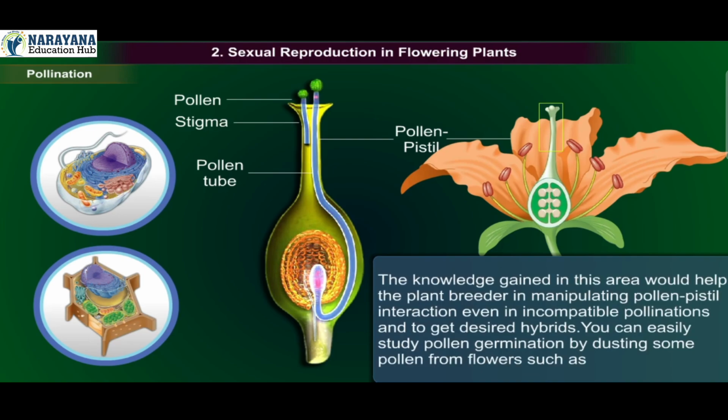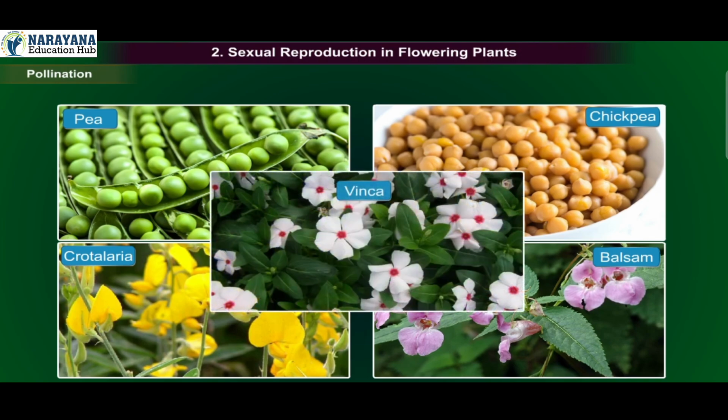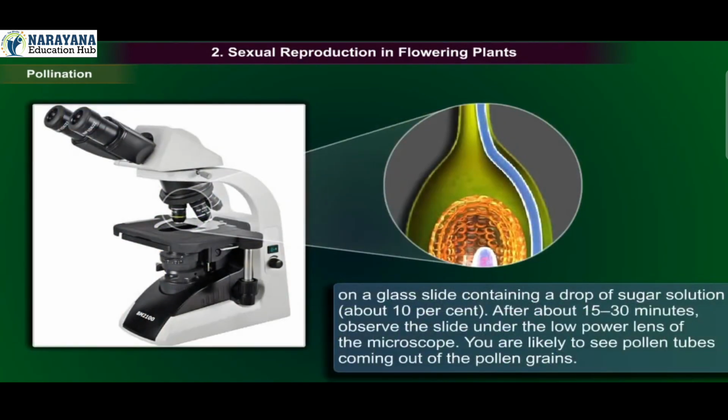The knowledge gained in this area would help the plant breeder in manipulating pollen-pistil interaction, even in incompatible pollinations, to get desired hybrids. You can easily study pollen germination by dusting some pollen from flowers such as pea, chickpea, Crotalaria, balsam, and Vinca on a glass slide containing a drop of sugar solution, about 10%. After about 15 to 30 minutes, observe the slide under the low power lens of the microscope. You are likely to see pollen tubes coming out of the pollen grains.